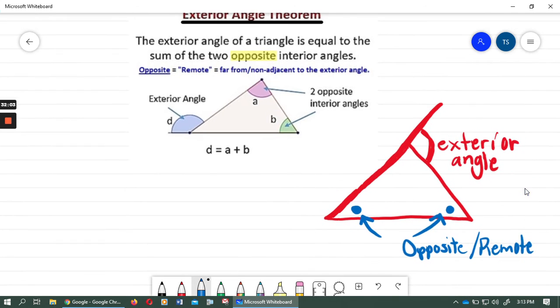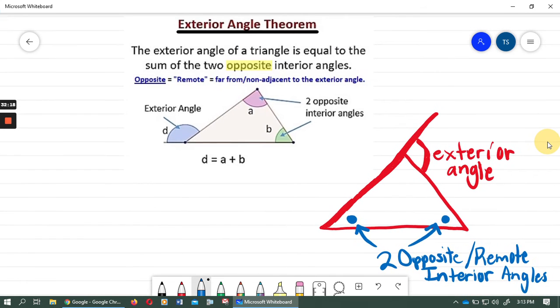Just to show you, okay? Or your two remote interior angles, okay? All right. So I do hope that makes sense. We're gonna look at some other relationships that exterior angles have. So again, this particular theorem relates the exterior angle to those two opposite or remote interior angles.